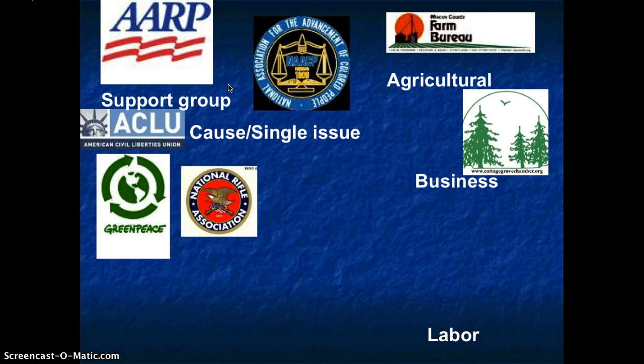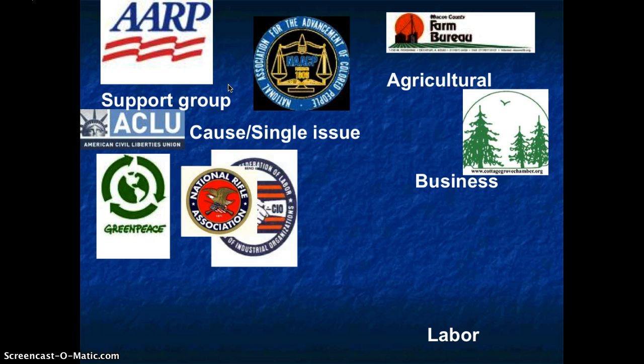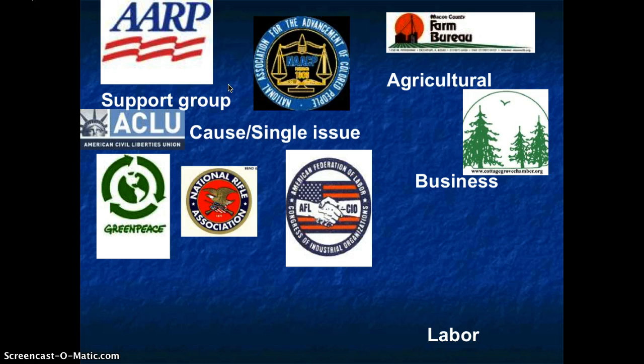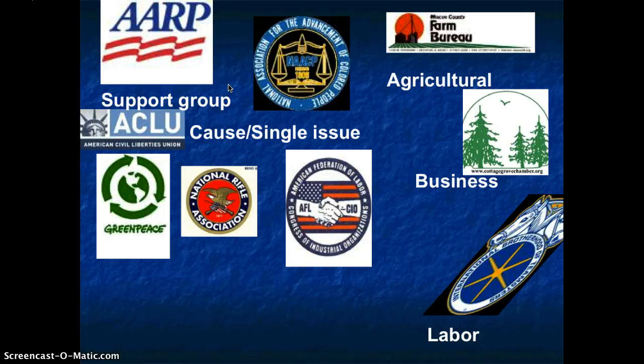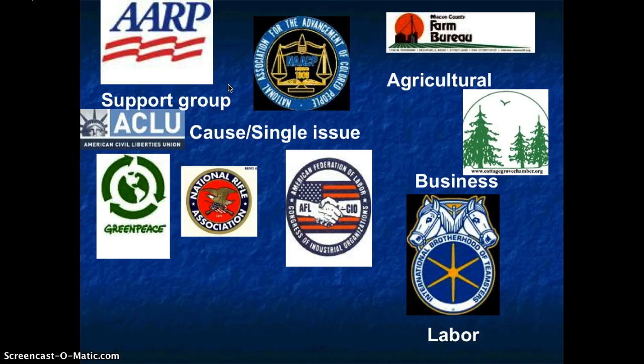Then there are labor organizations that are there to support primarily unions, kind of those blue-collar unions that exist. A couple of really good examples here are the AFL-CIO, the American Federation of Labor and the Congress of Industrial Organizations. They are one of the largest labor union organizations in the country. And of course, then there's also the Teamsters.